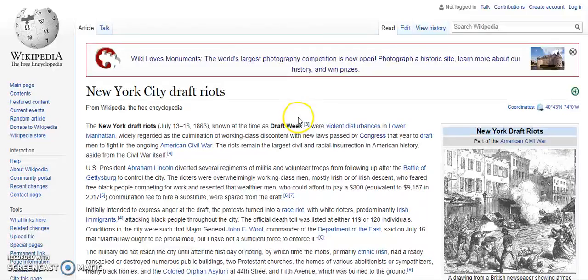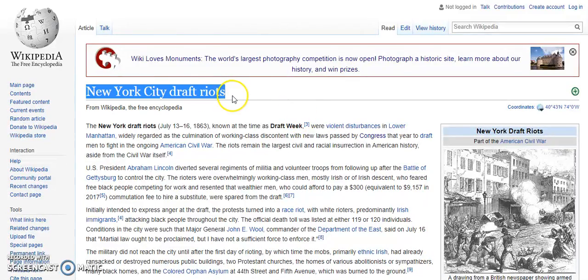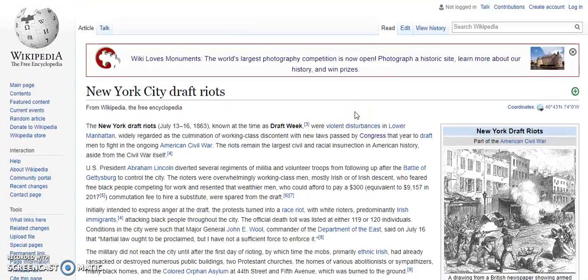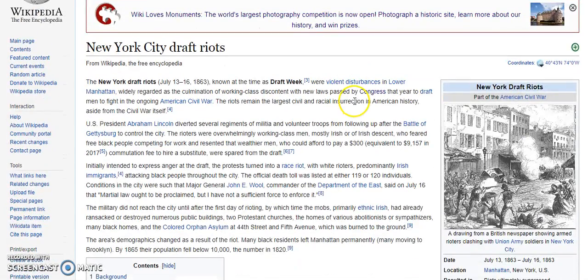Number 3, we have another riot. We have the New York City draft riots. This is 1863. This one is a really good one, again, because you can really look at society dealing with the Civil War. You've got Irish immigrants mostly going up against African Americans throughout the city. It's almost like a race war in the city. They start rising up, and the whole thing starts because of the draft.